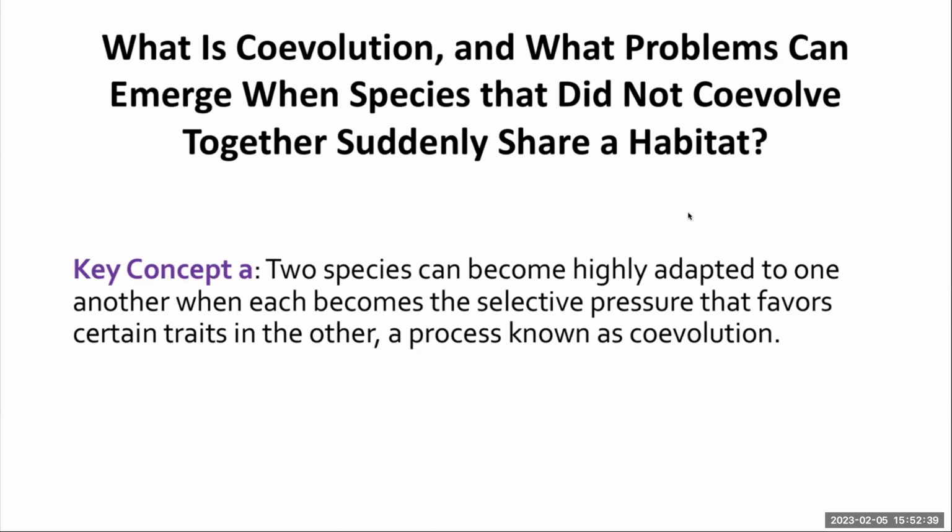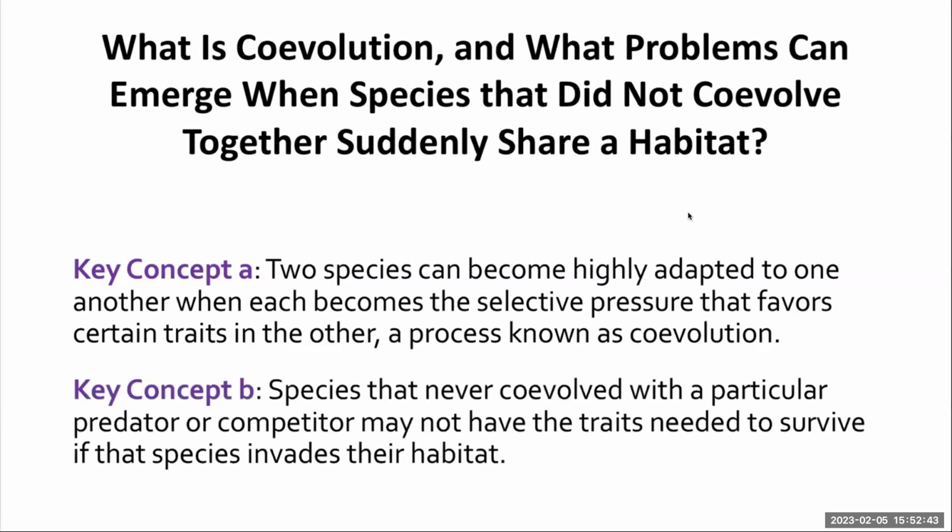That's coevolution, like the hummingbird and the mallow flower I showed you. But again, species that don't have that history, that never co-evolved with a particular competitor or a particular predator, may not have the traits needed to survive if that species invades their habitat.